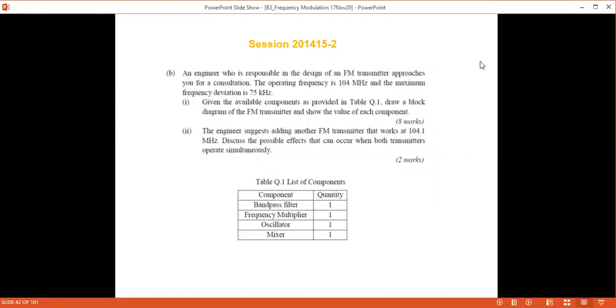And then over here, you see, you're given a list of components in the table. You're approached by an engineer for consultation. So this engineer wants to design an FM transmitter with operating frequency at 104 megahertz and frequency deviation 75 kilohertz. So given all these components, you need to draw the block diagram and the value for each component.